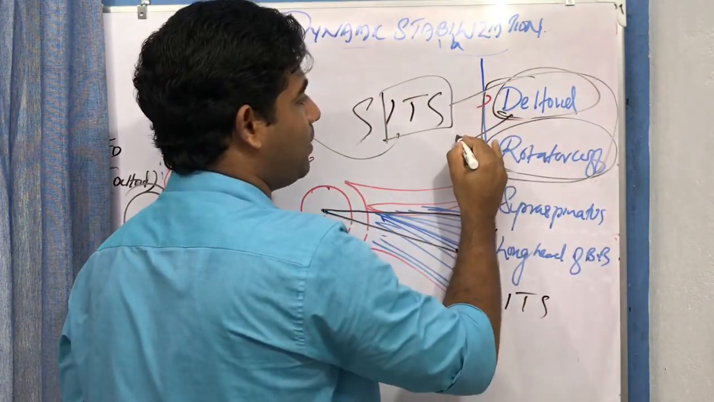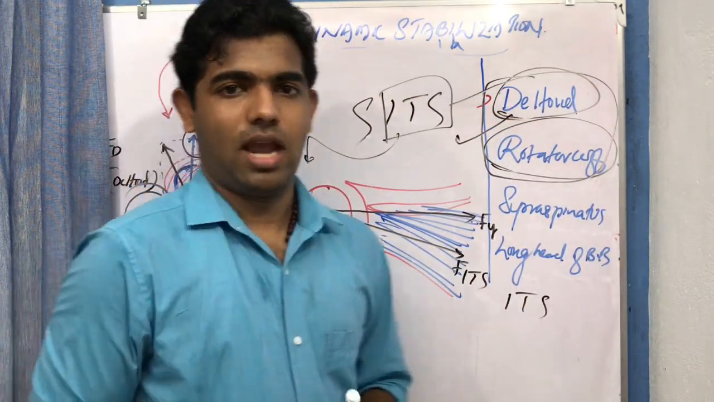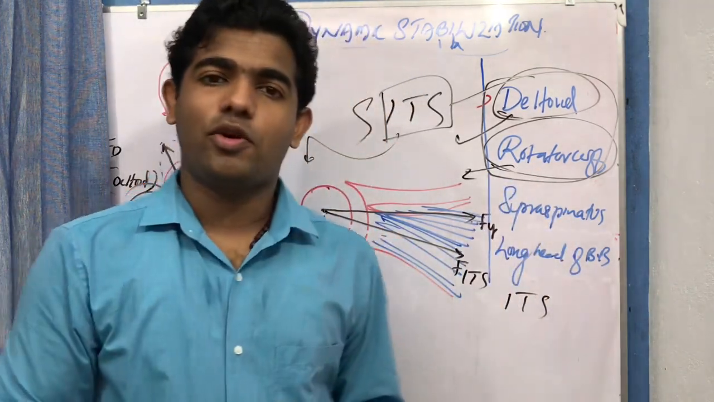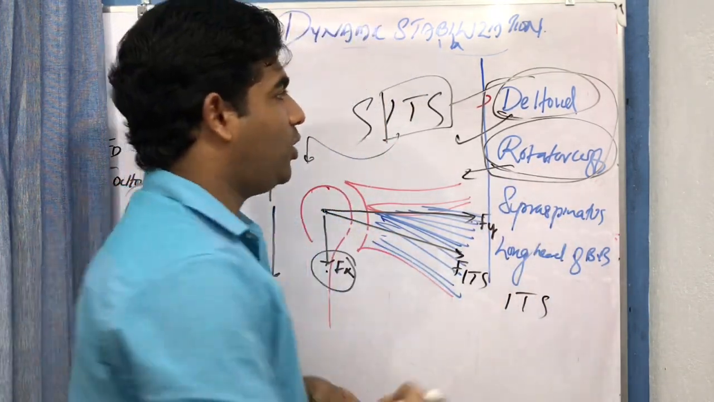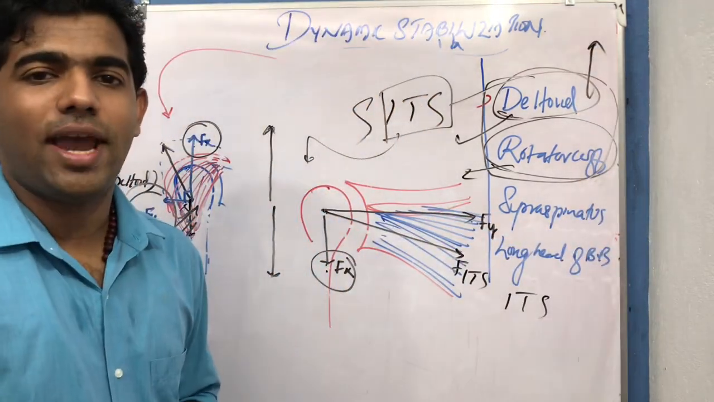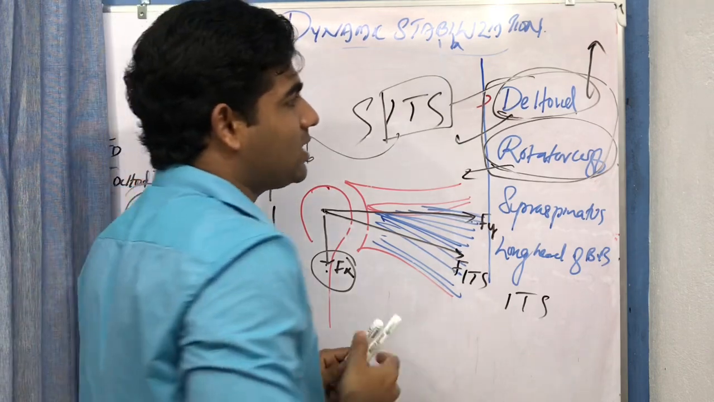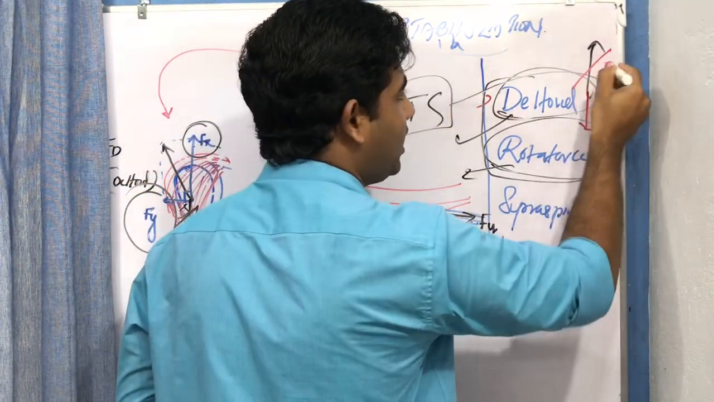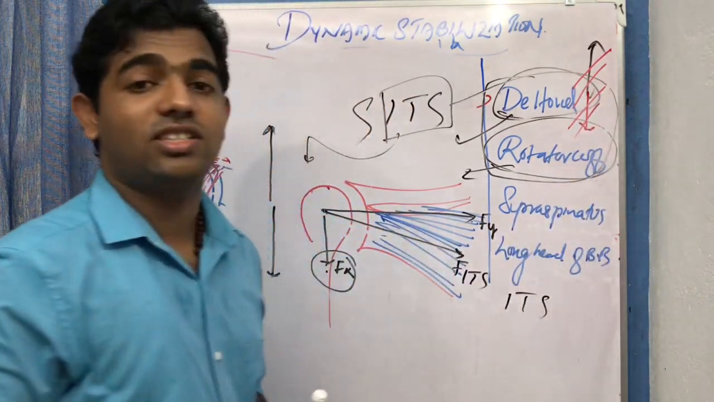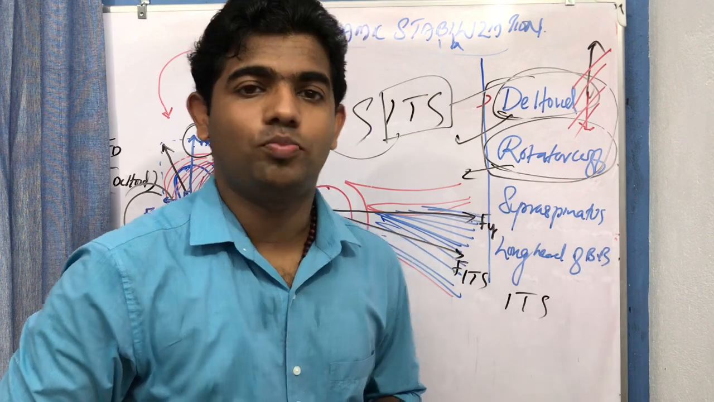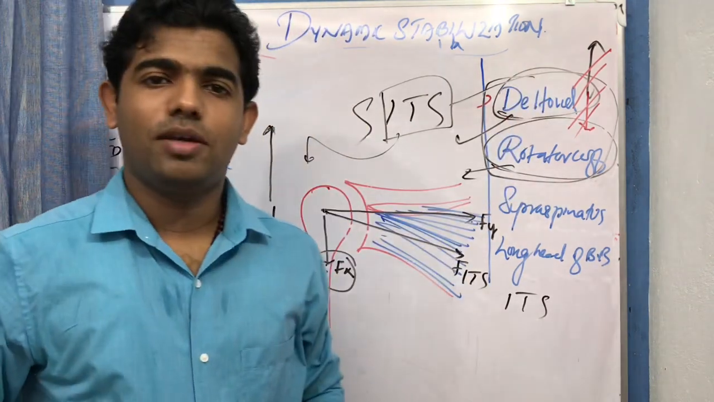The deltoid is capable of producing an abduction force. The rotator cuff is also capable of producing such a force, but the deltoid has a drawback of producing superior translation, and its drawback is being balanced by its counterpart, that is the rotator cuff. So ultimately we don't have a superior translatory force, which can be a problem for us.